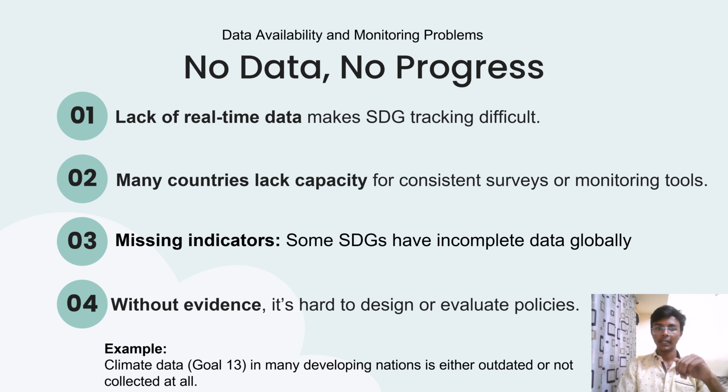Many countries lack capacity for consistent surveys or monitoring tools. Missing indicators: some SDGs have incomplete data globally. Without evidence, it's hard to design or evaluate policies. For example, climate data, goal 13, in many developing nations is either outdated or not collected at all. Okay.